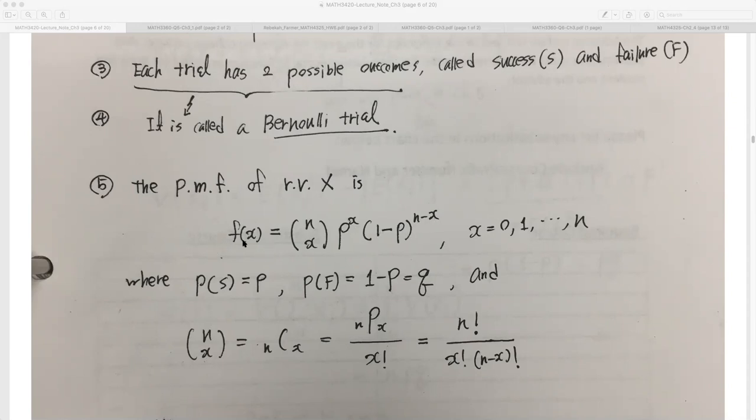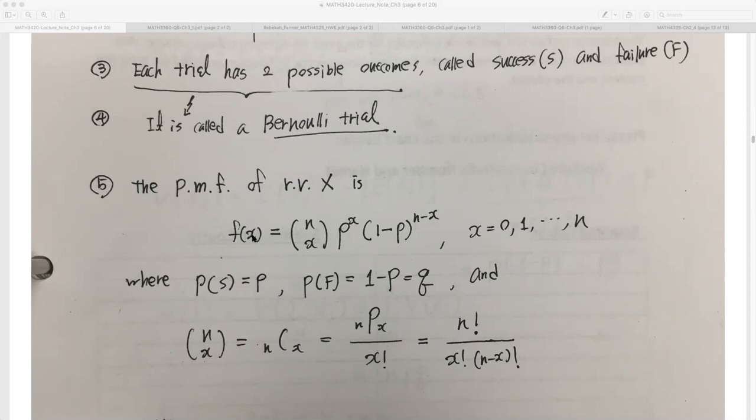Now, what is the PMF f of x? It represents the probability that we get x successes, where x is the number of successes. That is, the probability that we get x successes out of n trials. That's the meaning of f of x. For example, you flip the coin 10 times. What is the probability that you get heads 2 times?